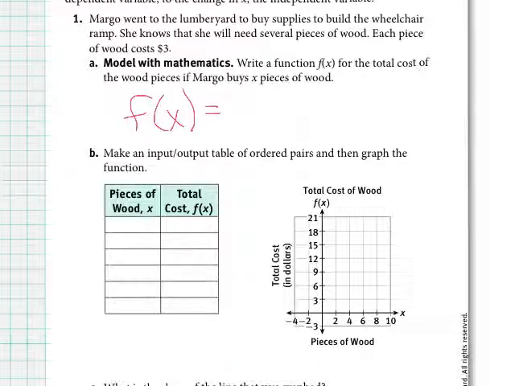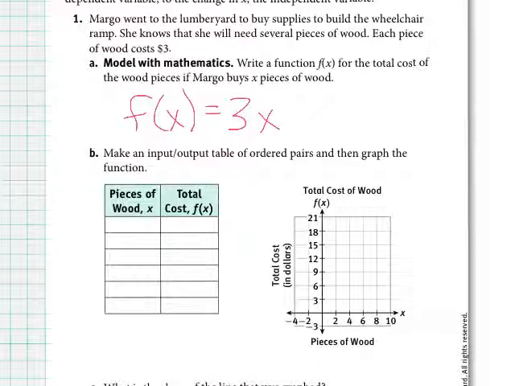What's she buy? Wood for how much? $3 a piece. So $3 times how many pieces of wood is she buying? Come on, guys. How many pieces of wood is she buying? X. Is she spending her money any other way? No. So this is a pretty simple equation, okay?